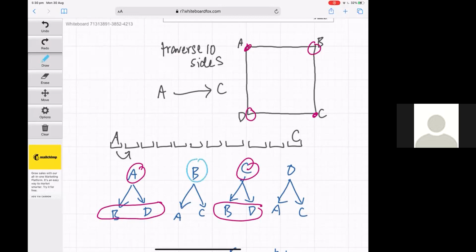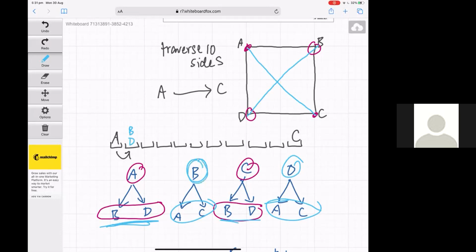Similarly, B and D have the same adjacent vertices, and A and C have the same adjacent vertices. So if I'm going to just list out the options in terms of these adjacent vertices, then obviously from A, you can get to either B or D. I'm just going to write for shorthand, BD. And it's cool because B and D now have the same adjacent vertices, which are A or C.